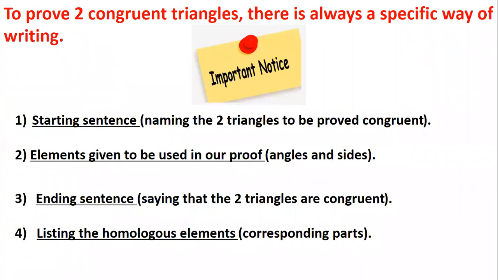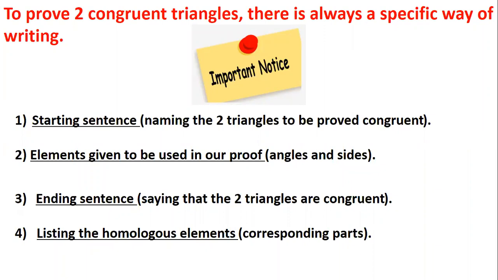It's very easy. We say, for example, you have two triangles to prove, ABC and EFG. The starting sentence is very easy. Just we say, in triangles ABC and EFG, we have. This is the starting sentence. We should always start like this.